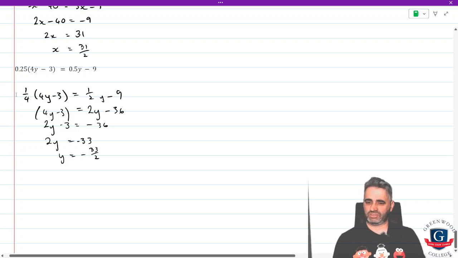So here's what I've done. It's a bit of a trick. I've multiplied everything by 4. So that will become 2, that will become 1, and that will become 36, and that's what's happened here. That allows me to subtract 2y from both sides, which gets me to here, add 3 to both sides, which gets me to here, divide both sides by 2, and I'm done.